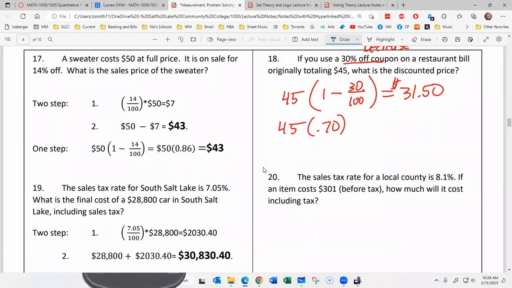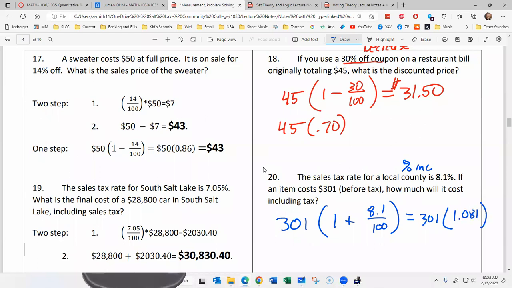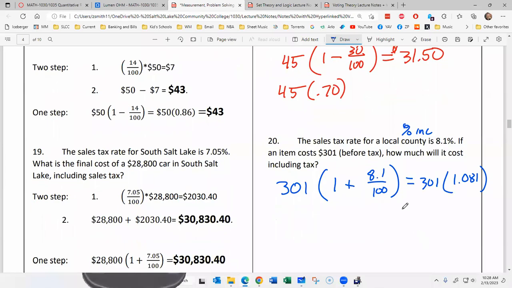Sales tax rate, 8.1%. This is a percent increase because it's a tax. So we have $301 before tax, and the percent increase is 1 plus the percent increase over 100. Now this would be 301 times 1.081. In other words, we need to work out what is 108.1%. So we have to pay the original 100%, and we're adding 8.1% more.